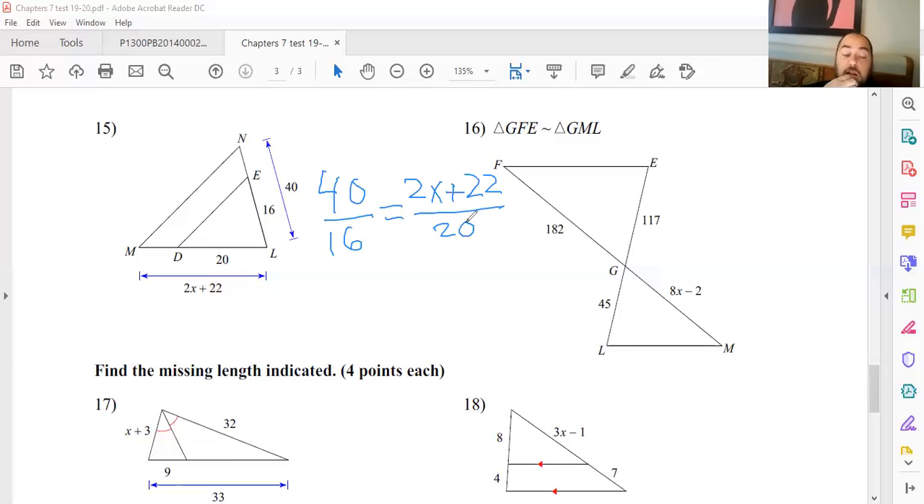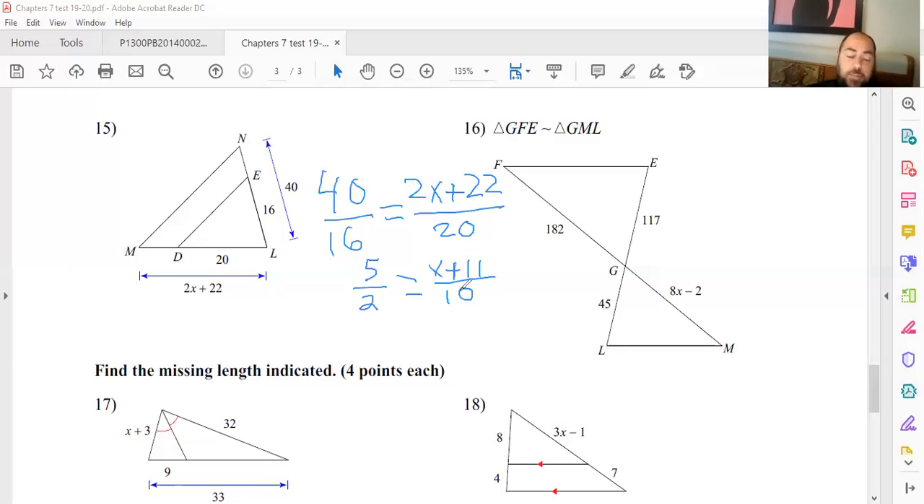So we can reduce these a little bit. On the left-hand side, 40 and 16 both have an 8. The top one is 8 times 5. The bottom one is 8 times 2. So this turns into 5 over 2. That's the basic ratio, a scale factor of 2.5. Equals, and we can actually pull a 2 out of all of this, and so we end up with x plus 11 over 10. The reason I did that is just because it makes the multiplication easier.